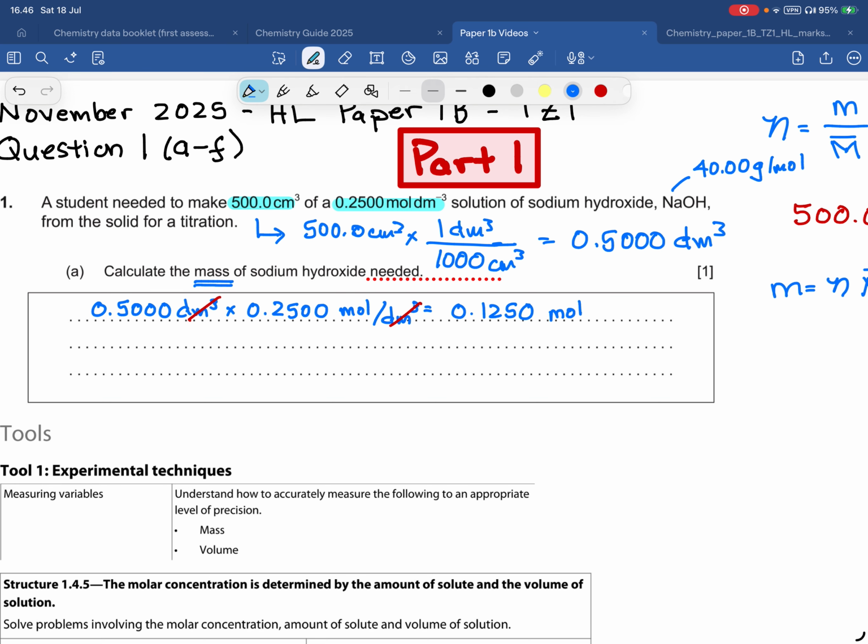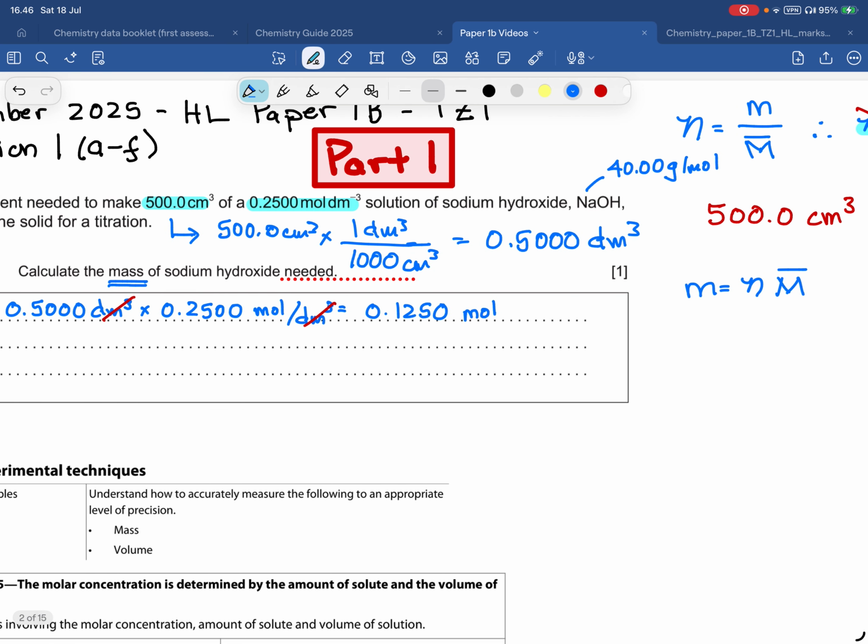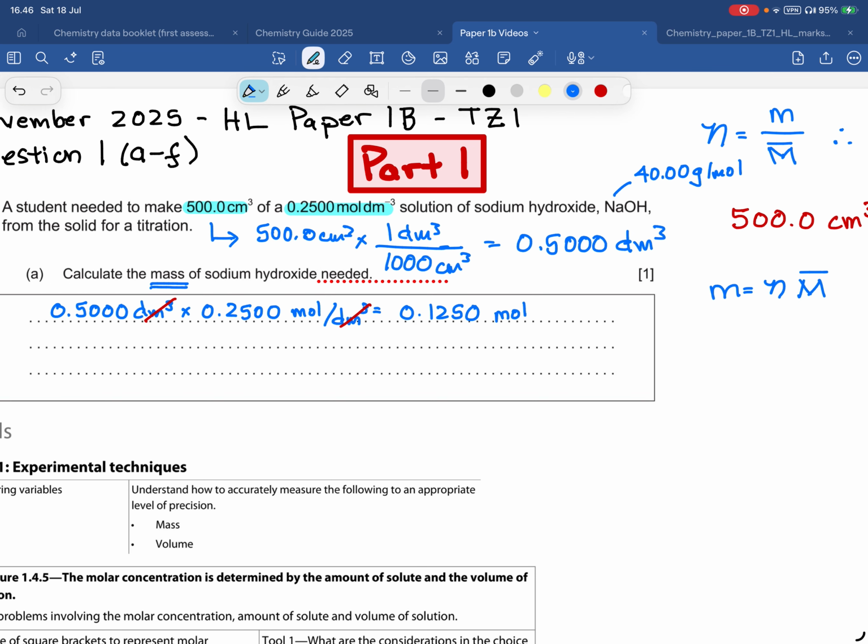So then I'm going to have the mass is equal to the moles, 0.1250 moles, times 40.00 grams per mole. Those cancel out. I'm left with grams. I must be right. So 0.125 times 40 is going to give me 5.